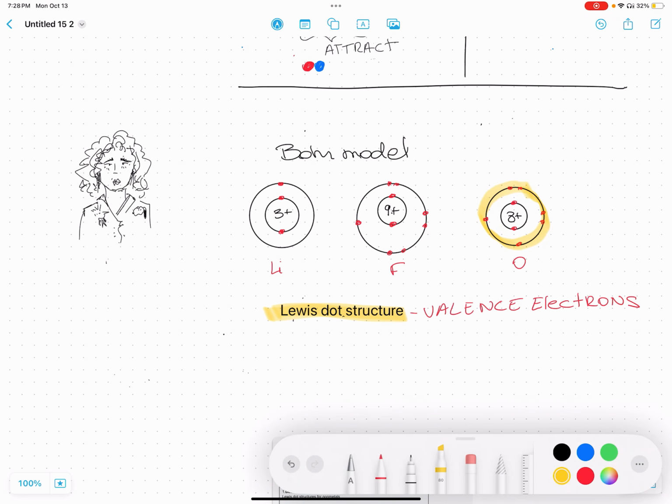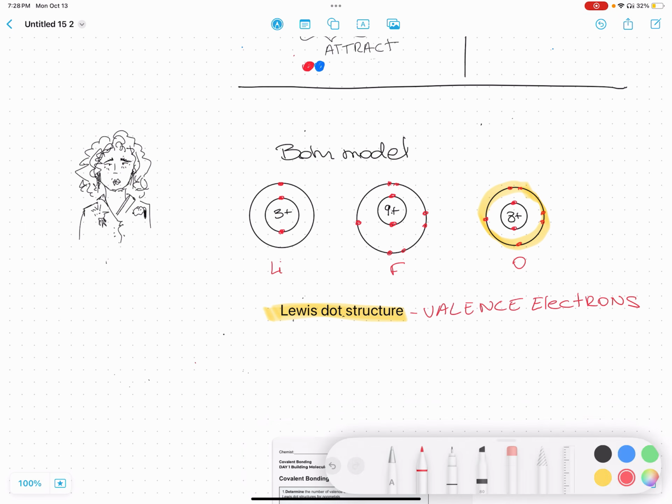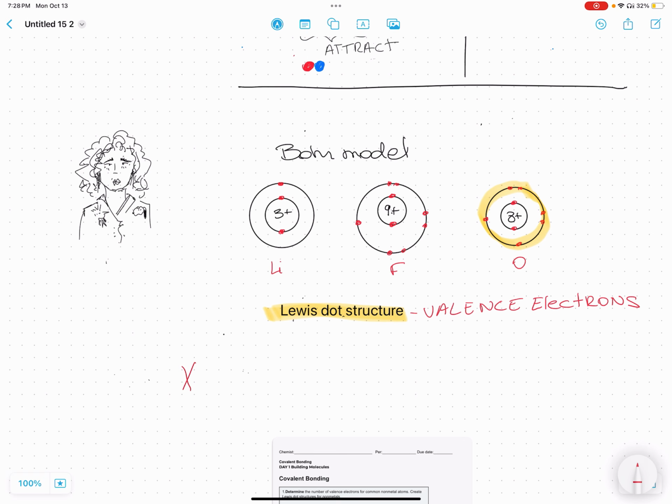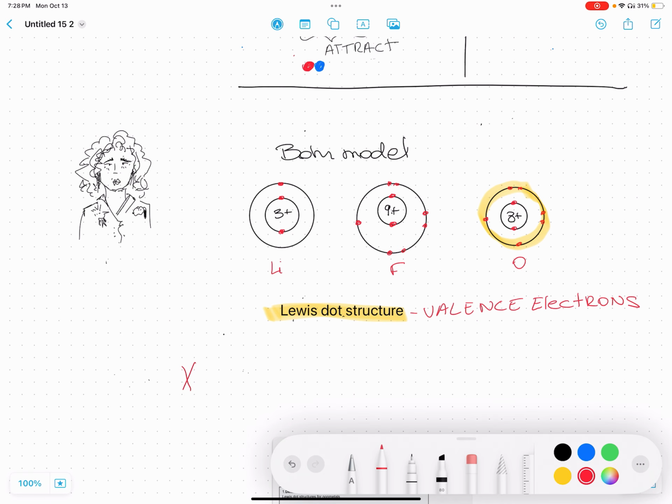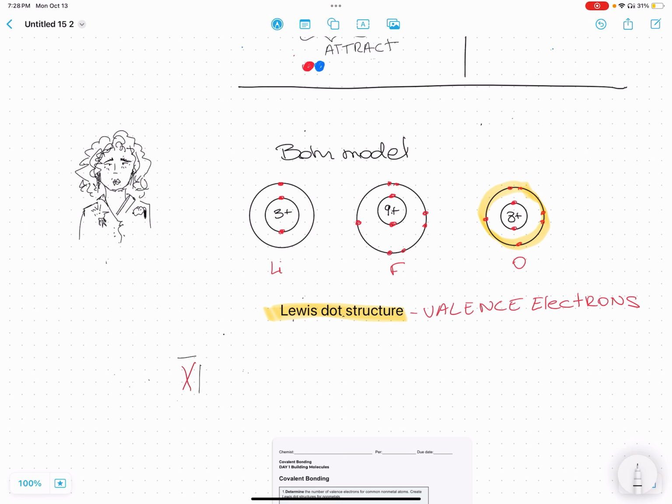To create a Lewis dot structure, this is how you draw it. Think of an atom. It doesn't matter what it is. I put X and I'll show you some examples. Think of an atom as an X, and you're going to place the valence electrons top, side, bottom, side. So you're going to go around in a circle, but pretend that there's a box around each atom.